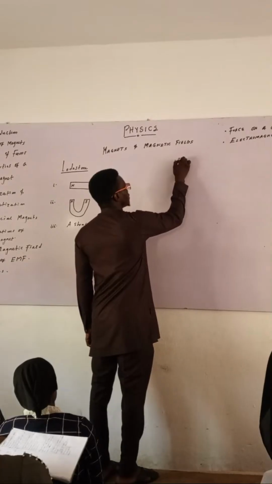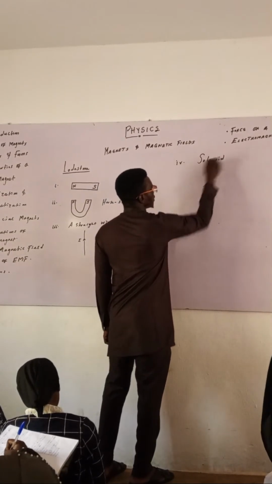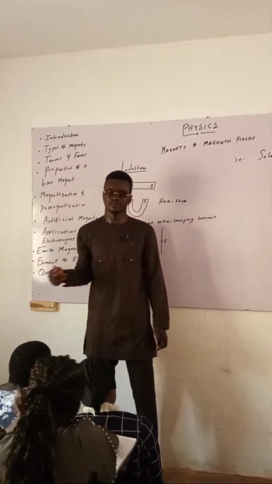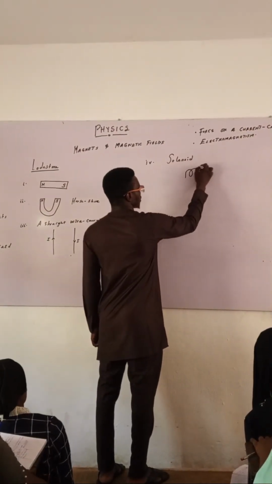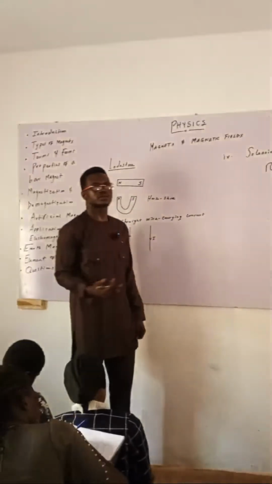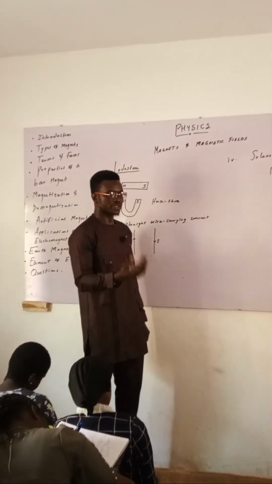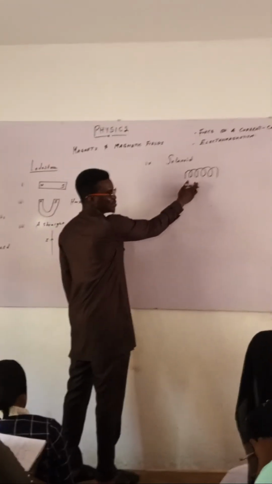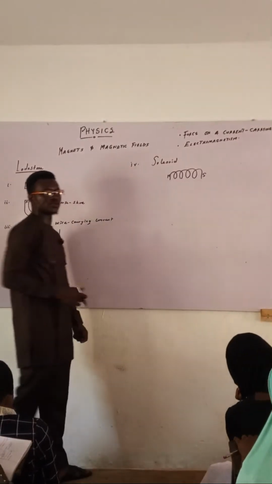Number 4, a solenoid. Solenoid is a coiled wire. So it looks like this. We are going to talk about it too. We'll coil that wire and we'll put a metal in between. Then we'll see some things. Then that can also act as a magnet. It can act as north, it can act as south, depending on how current flows inside.